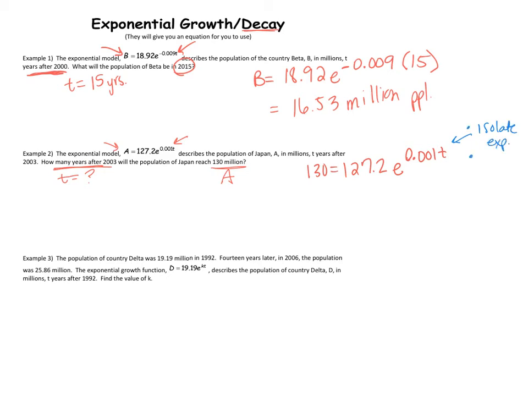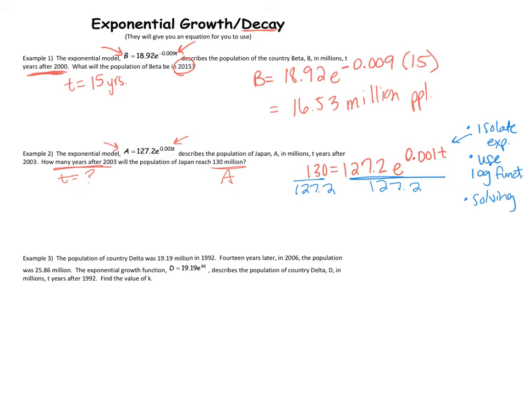Then we were going to use a log function instead, and then we were going to finish solving. So let's do that here. I'm going to isolate that e. To isolate that e, I'm going to need to divide by 127.2.